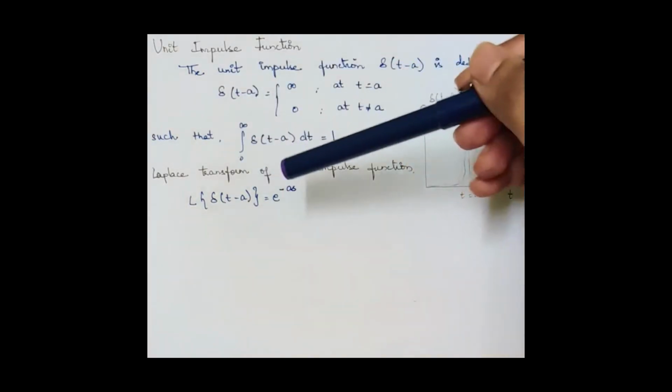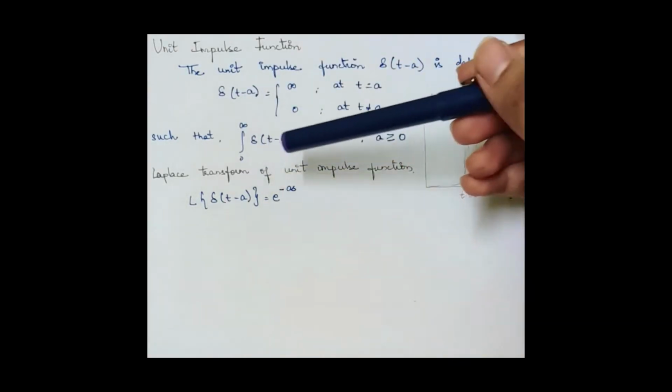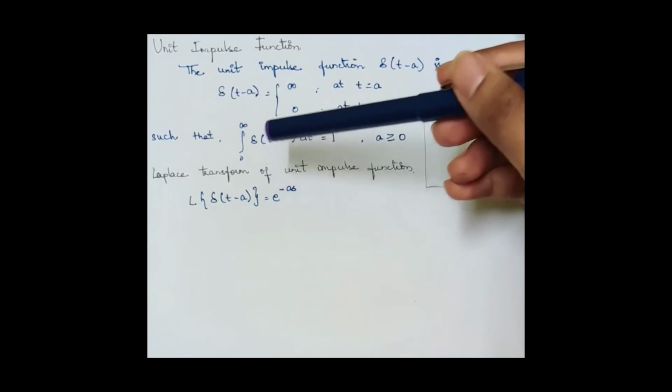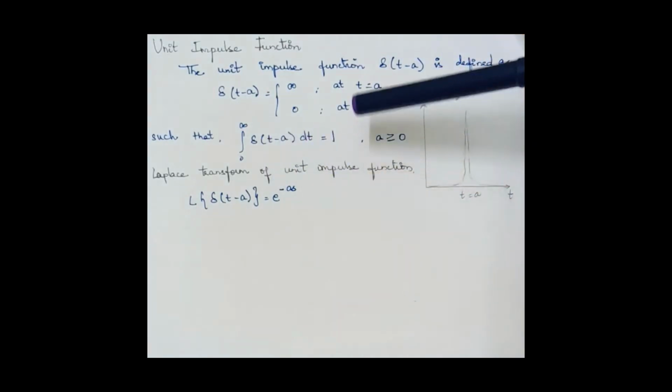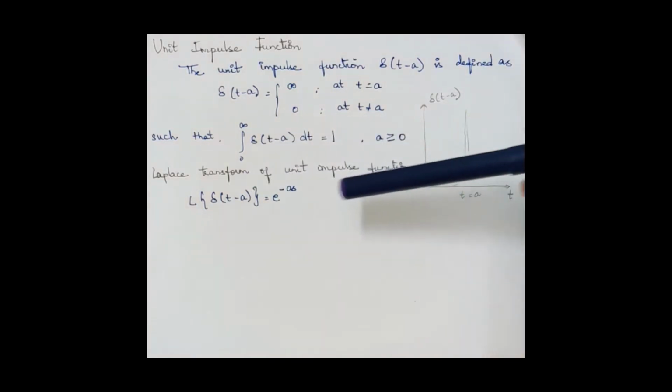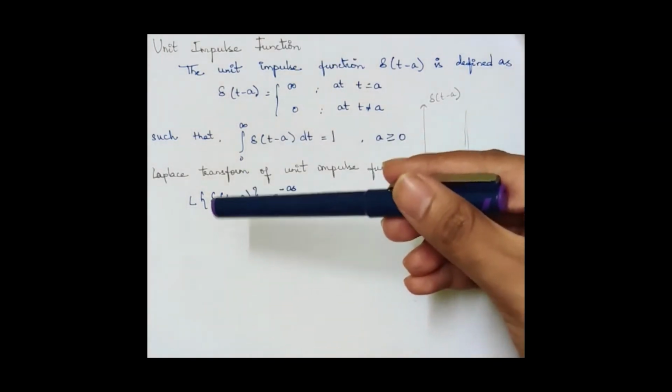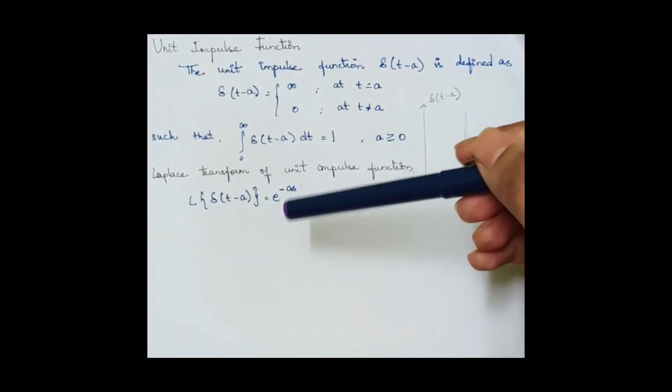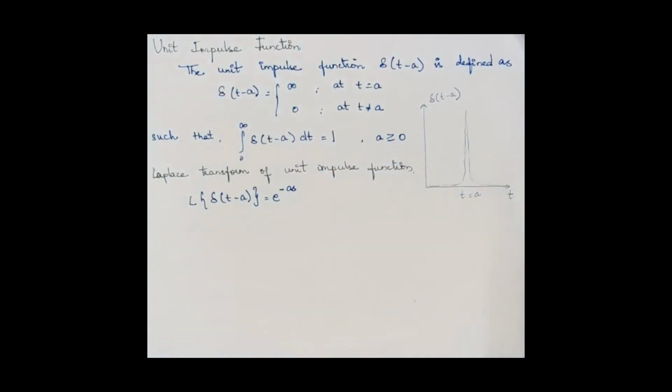Such that you have the integration from 0 to infinity of delta of t minus a into dt is equal to 1, where a is greater than or equal to 0. So its Laplace transform is given by: Laplace transform of delta of t minus a is e to the power of minus as.